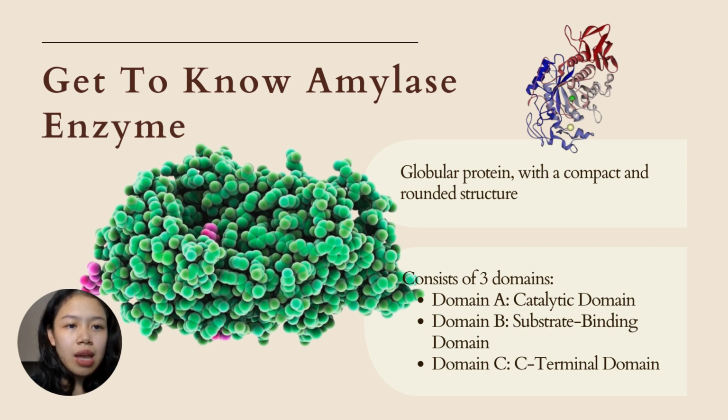So, how does this amylase enzyme look like? Amylase enzyme is a globular protein with compact and rounded structure. It also consists of three main domains. The first one is domain A, which is the catalytic domain. Next is domain B, which is the substrate binding domain. And lastly is domain C, which is the C-terminal domain.